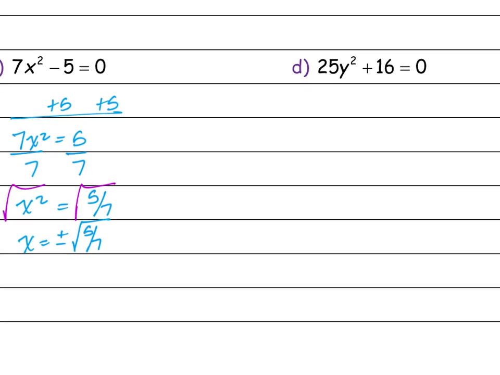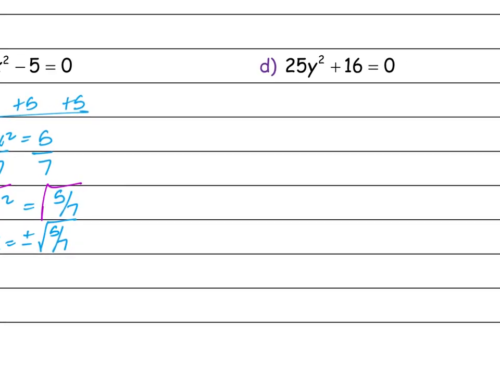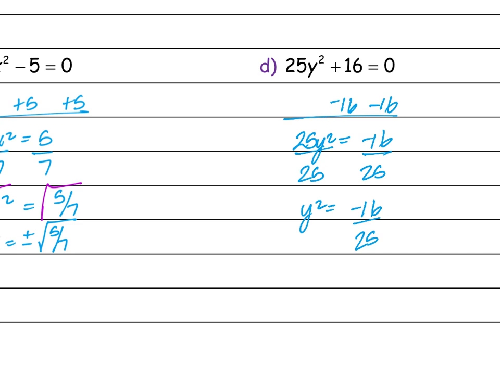And then the last one, another super easy one. Subtract 16, right? So 25y squared equals negative 16. Divide by 25. So y squared is going to equal negative 16 divided by 25. Square root, square root. Y is going to equal, oh, no, not negative. Okay, let's try that again. It's going to equal 4i divided by 5. Oh, plus or minus. Plus or minus 4i divided by 5.